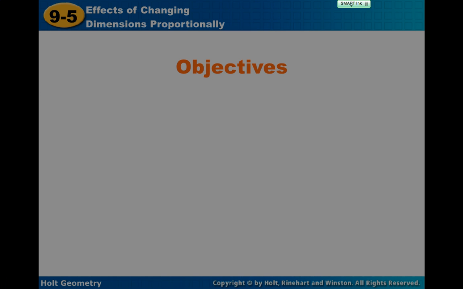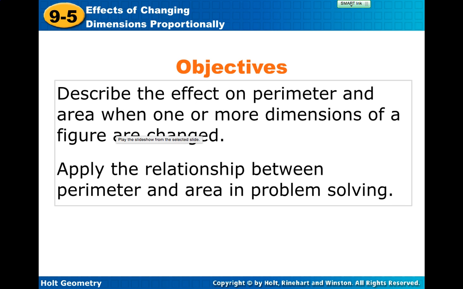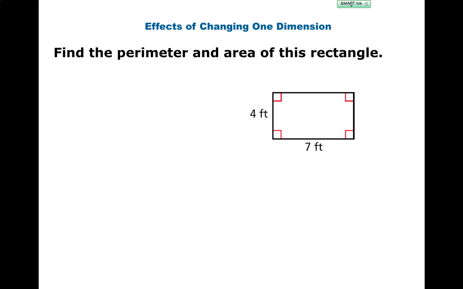All right, so what we're looking at today is we're going to take a figure and change it. Maybe we're going to make it twice as tall, maybe twice as wide, maybe both twice as tall and twice as wide. We're going to see what happens to the area when you do that, and what happens to the perimeter, because then you can predict what's going to happen. Like if I want it to be twice as tall and twice as wide, how much more paint do I need? Do I need twice as much paint or not? That's the kind of thing we're looking at today.